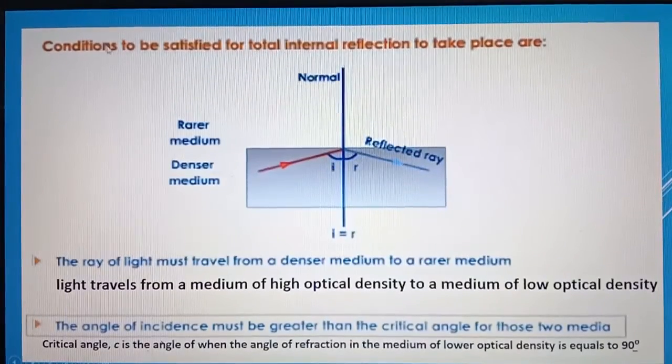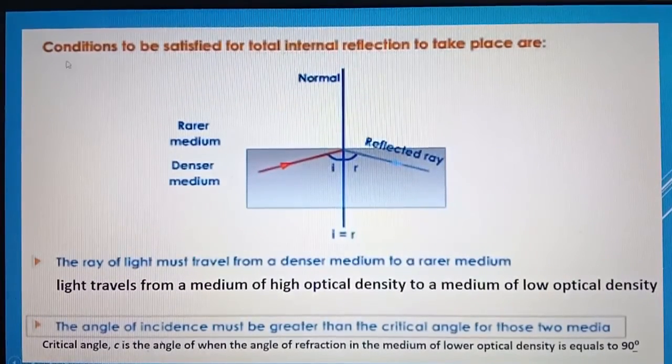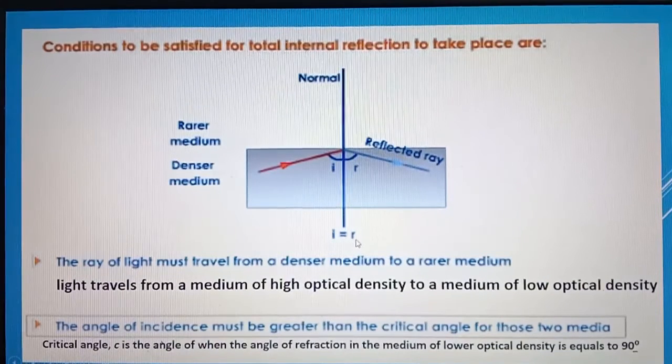So here we can summarize this activity carried out before. The conditions to be satisfied for total internal reflection to take place are, so you can see, light travels from denser medium to rarer medium or less dense medium. So when angle I is greater than the critical angle, it will be reflected. When it is reflected, of course, it obeys the law of reflection. So you can see angle I equals R.